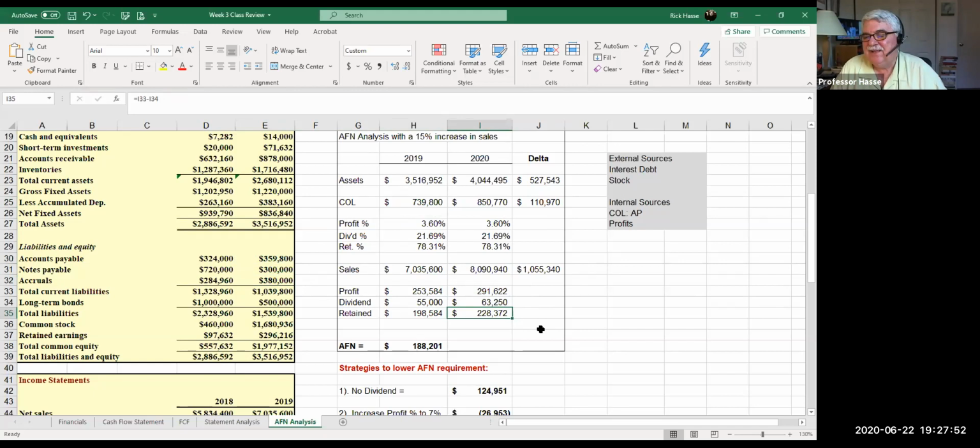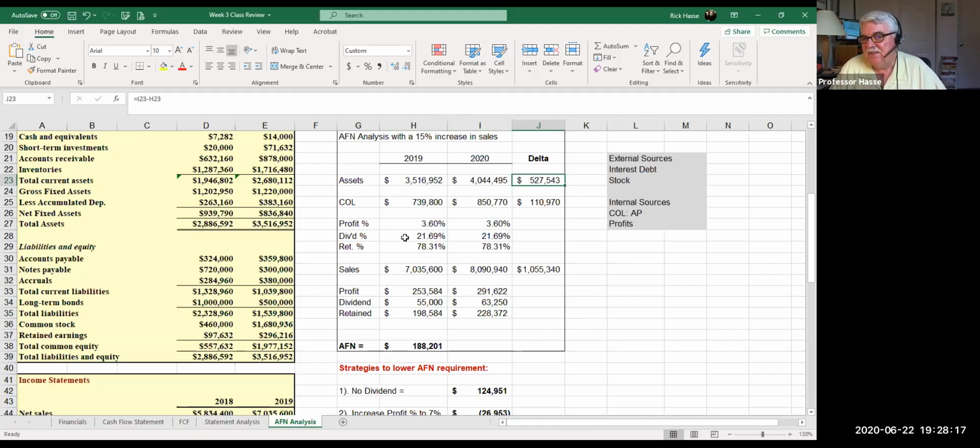Well, how much additional capital do I need? Well, again, the same premise in this model. Remember, it's a model. If I have $3.5 million of assets, if I'm going to increase sales by 15%, I'm going to need 15% more assets to fund those sales. There's my assets increasing by 15,000. That's a total delta of 527,000.